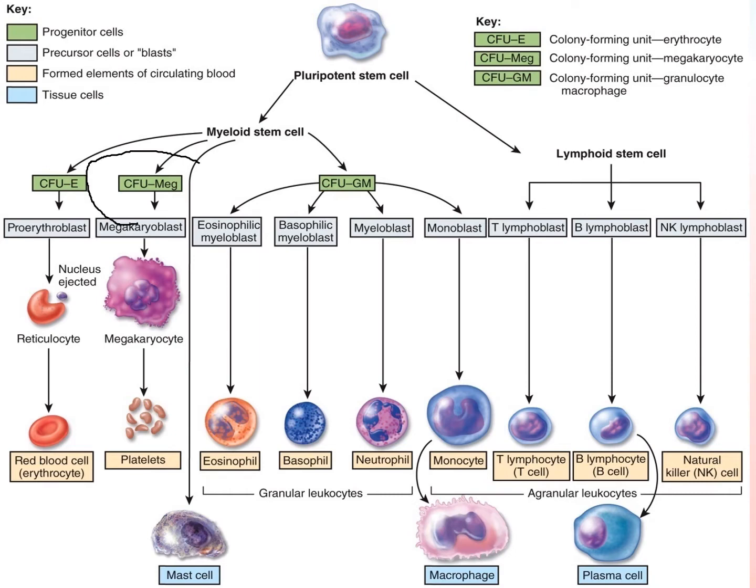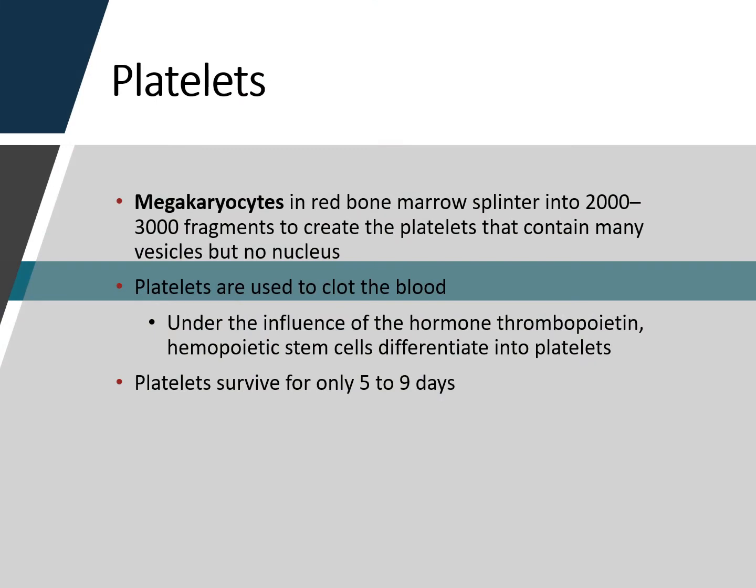And colony forming, what is this? Megakaryocyte colony forming unit, megakaryocyte. This is sort of like a hormone, a chemical, which causes you to make more of those platelets in case you need more. The megakaryocyte, the red bone marrow, splinters into 2,000 to 3,000 fragments. So maybe in some people, the fragments are a little larger, so they break up into 1,800 fragments to create the platelets that contain many vesicles but no nucleus.